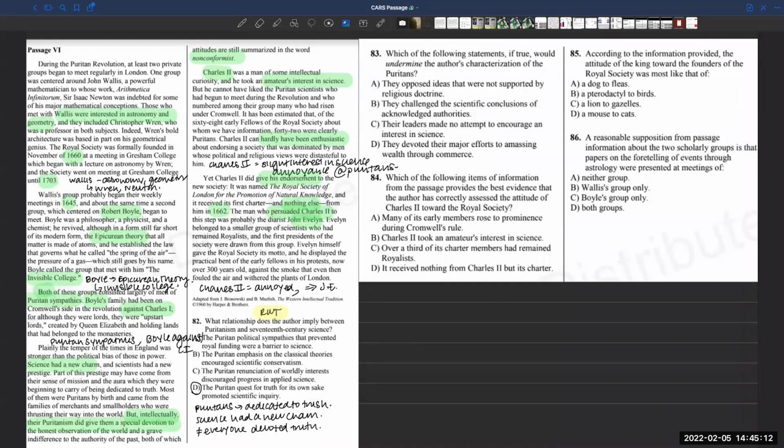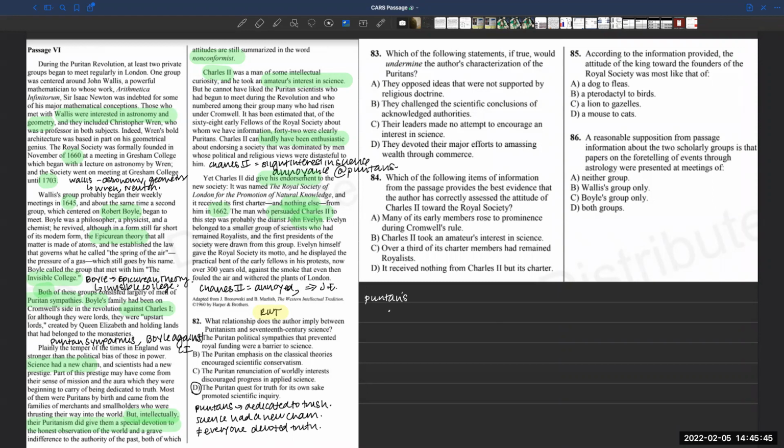So, let me clarify the question stem and maybe that'll help some of you reassess. Which of the following statements, if true, would undermine the author's characterization of the Puritans? So, start by just characterizing the Puritans. What are some adjectives that the author would use to describe them? We kind of had to come up with a laundry list of them. It would be that Puritans are what?